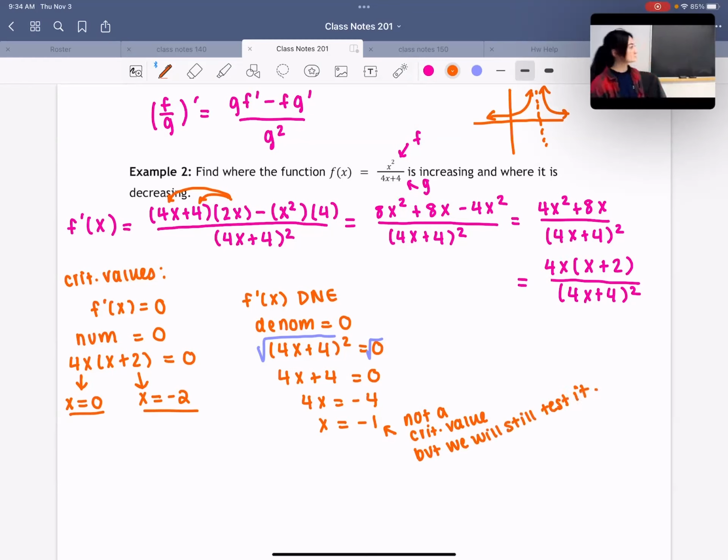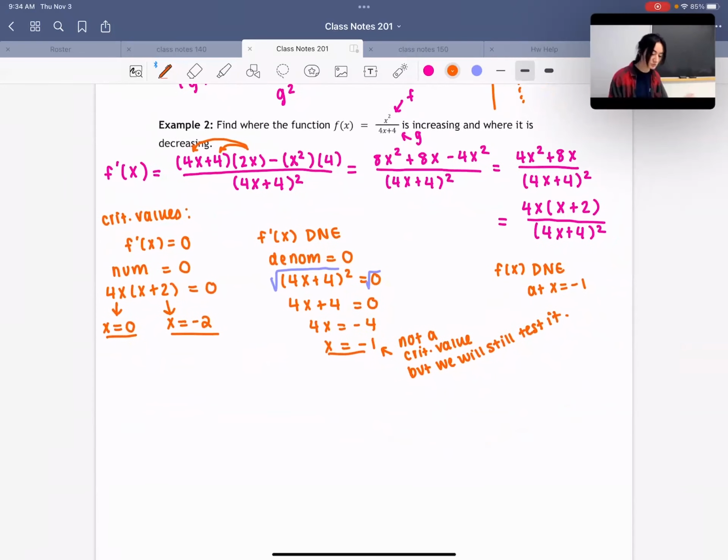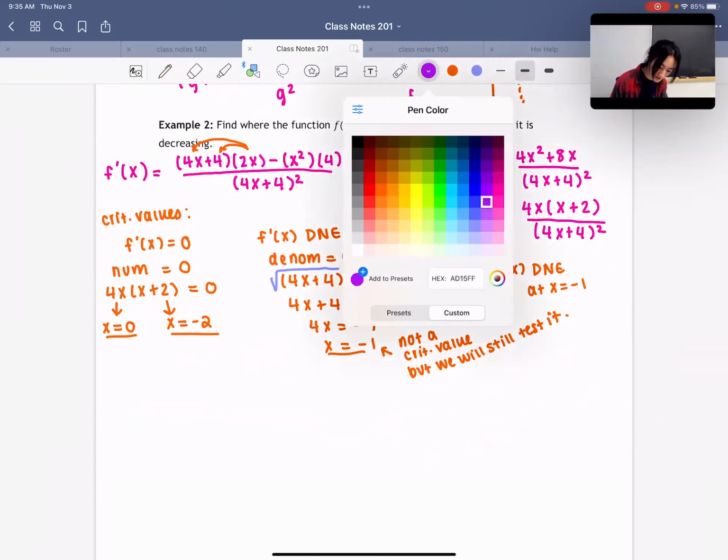Okay. All right, so we found where the derivative equals 0 and where the function doesn't exist. So f of x doesn't exist at x equals negative 1. There's no other places where the function doesn't exist, so we don't have to figure out any more numbers. Okay, we have all the candidates for our places where we switch signs. So what we're going to do here is draw our number line. Okay, I'm going to change colors here. Let's do purple.